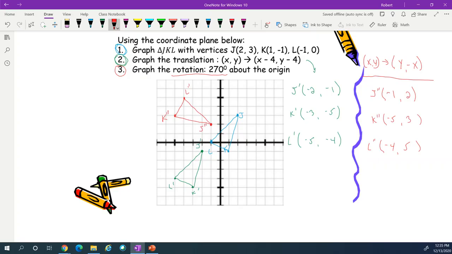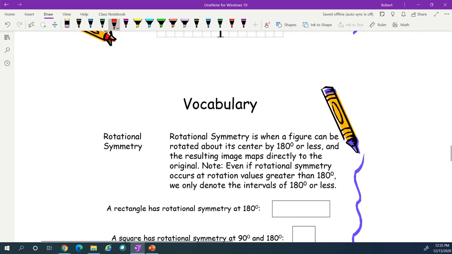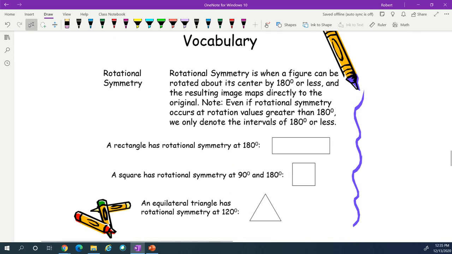Now, the other thing that we talk about in this section of rotation is the idea of rotational symmetry. Rotational symmetry means how many times can we turn a figure around its center. So we're not on the coordinate plane now. We're just saying how many times can we turn this figure around its center and it land back on itself. Now, there's another way to say that. How many lines of symmetry does the figure have?